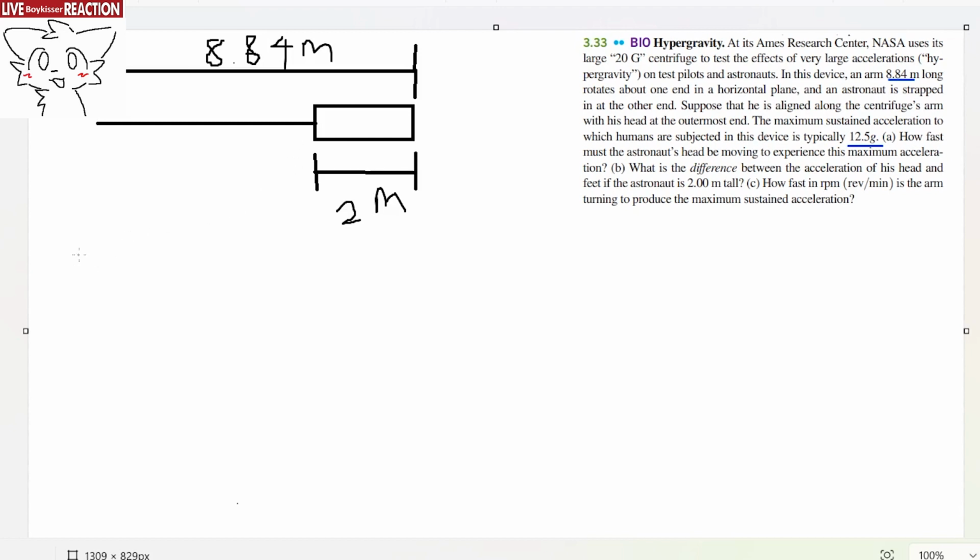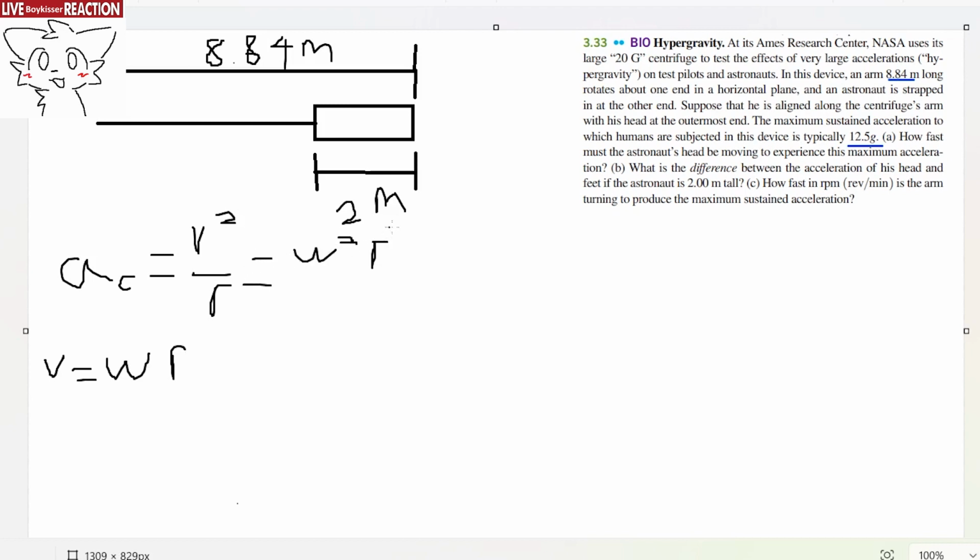So the centripetal acceleration is given by v squared over r. And v could also be equal to angular speed times the radius. So we could substitute this in: angular speed squared, radius squared over r, which equals angular speed squared times r. So we know that the centripetal acceleration is 12.5 g, so we set this equal to 12.5 g.